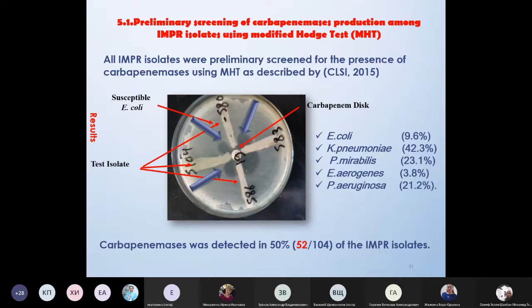Using this test, we detected about 52 of the isolates were imipenem resistant. The percentage was about 50%. Escherichia coli was predominant. Escherichia coli, Klebsiella pneumoniae, Proteus mirabilis, Enterobacter aeruginosus and Pseudomonas aeruginosa.